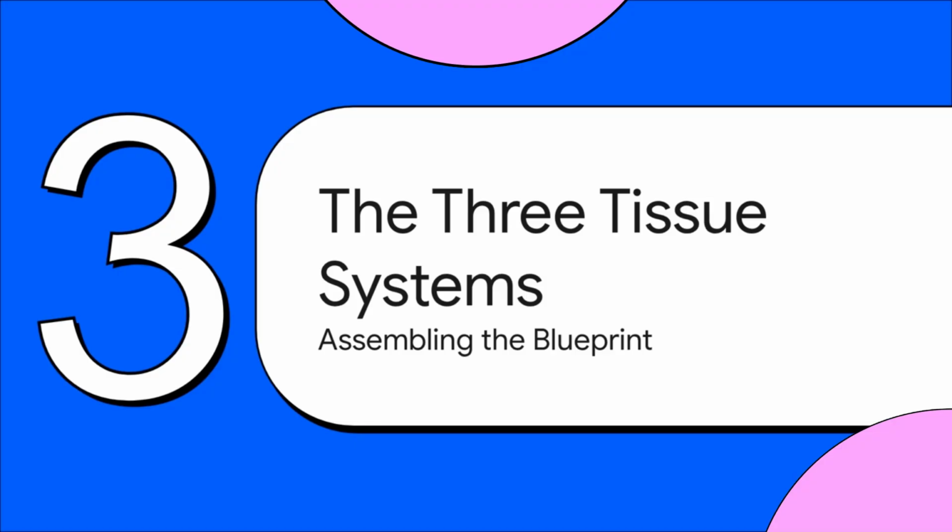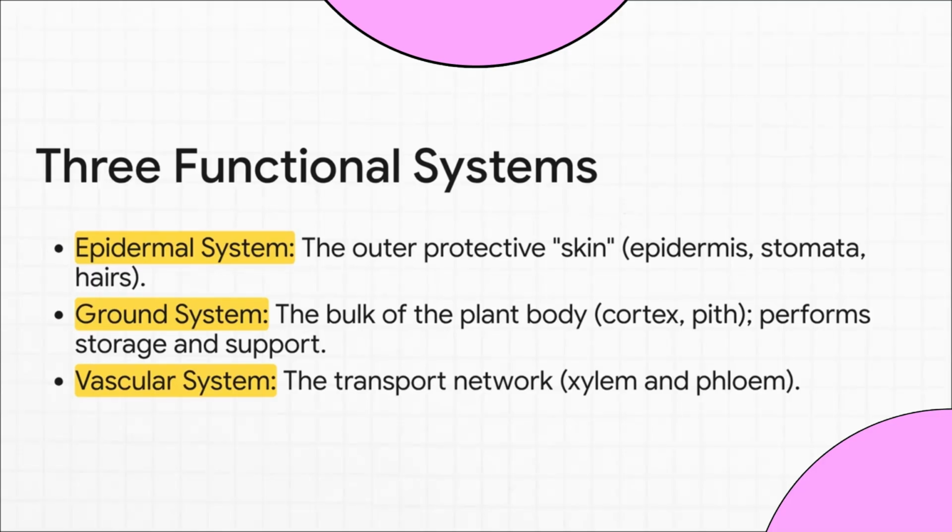It's a lot like how a house has separate electrical systems, plumbing systems, and structural systems. And these materials are organized into three main master systems. On the very outside, you've got the epidermal system, which is like a protective skin, complete with little pores for breathing. Then way on the inside, you've got the vascular system.